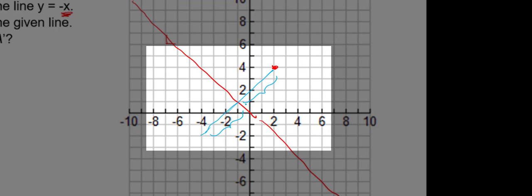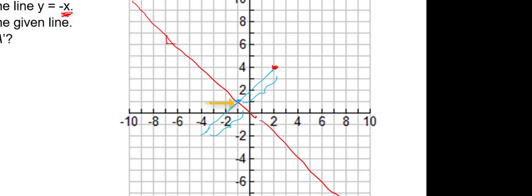If I look at this and guesstimate, I can see that it sort of falls right there, and I'm going to check it because I know that this blue line has to have a slope of +1 since it's perpendicular. So if it's +1, I go down 1, over to the left 1, down 1, left 1, down 1, left 1. Sure enough, it's going to fall right on one of the points that's on the red line.